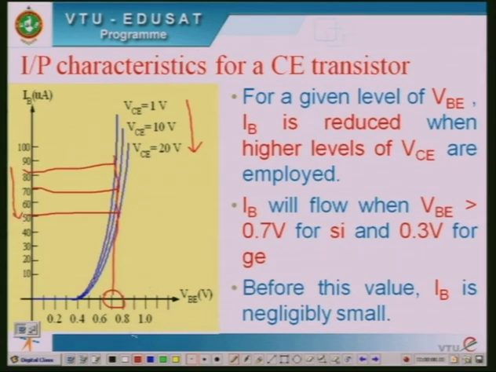So, I repeat. For a given, constant, fixed value of VBE, whenever VCE increases from 1 volt to 20 volts, correspondingly the base current decreases. You can see that from this particular slide. It is mentioned that for a given value of VBE, the base current IB is reduced when higher values of VCE are employed. And please note that IB will flow only when VBE becomes equal to 0.7 volts, which is the cut-in voltage for the silicon transistor, and 0.3 volts for the germanium transistor.